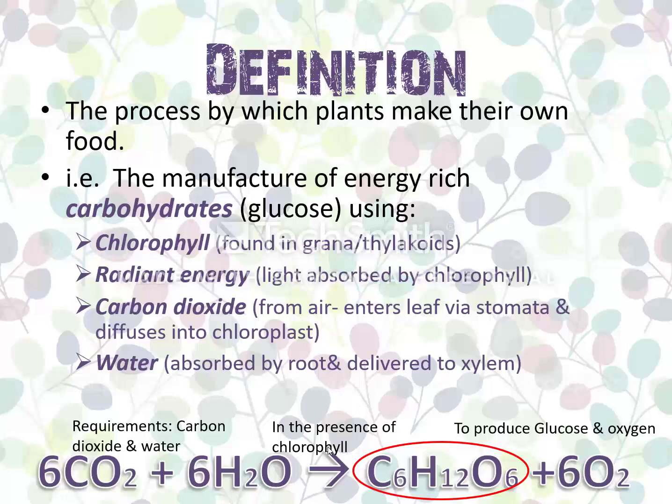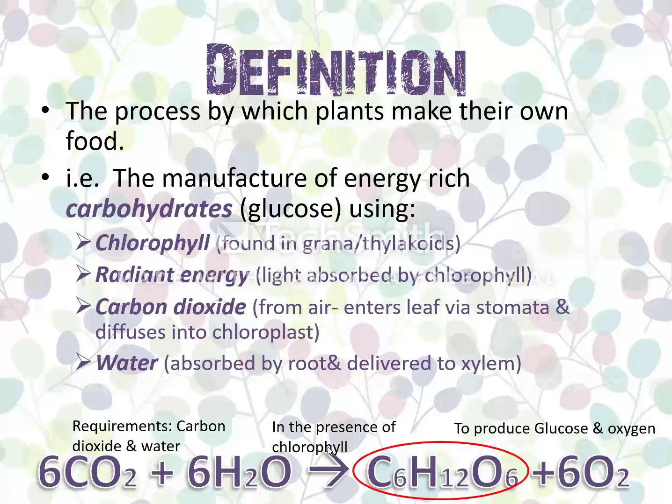And then it produces glucose and oxygen. The oxygen will leave the plant via the stomata. The glucose will be stored as starch. So it'll use that glucose as energy, and any excess energy that it has left over will be stored as starch to be used later on.